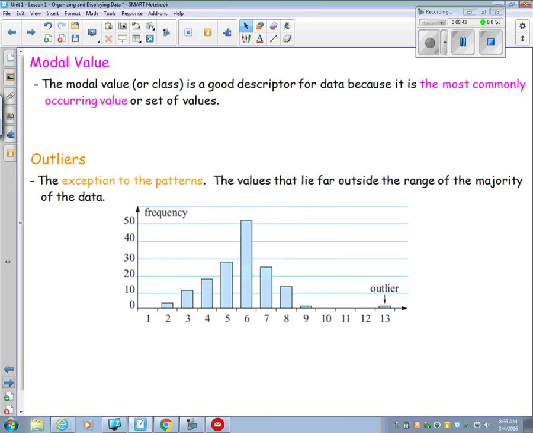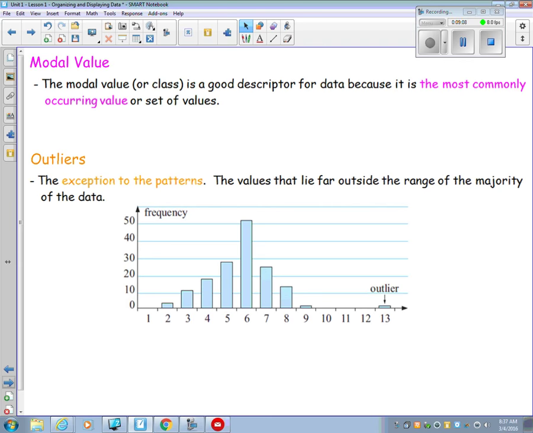Okay. A third thing we can use to describe things is a modal class. A modal, fancy word for mode. Okay, just the most commonly occurring value or interval. So the peas in the pod, there were 6. That was the most common thing. That would be our modal class. And the opposite of that would be an outlier, the exception to the pattern. Things that are way different from everything else. Okay, they lie far outside the majority of the data.